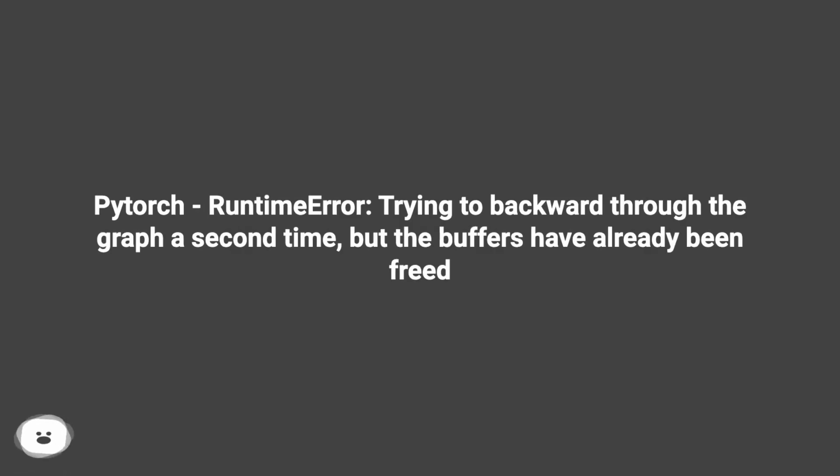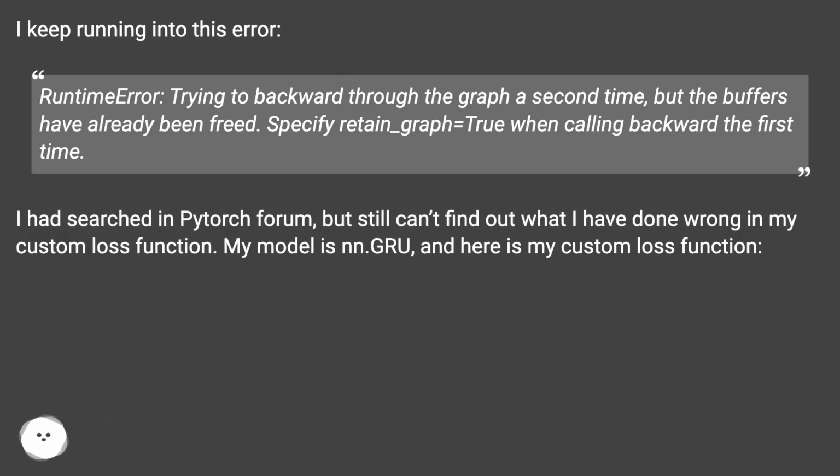PyTorch runtime error. Trying to backward through the graph a second time, but the buffers have already been freed. I keep running into this error. Runtime error. Trying to backward through the graph a second time, but the buffers have already been freed. Specify retain_graph=True when calling backward the first time.